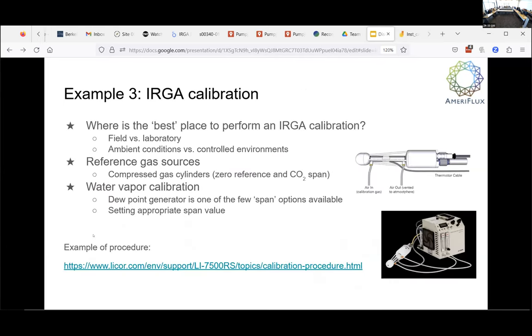The calibration is also site dependent, like we're saying. Some people do calibration in the field, some people do calibration in the lab, and some people do calibration in the field for CO2, but not for water. It's funny, I grabbed those pictures last night for the calibration of the LI-7500RS. Although I believe those systems should be calibrated upright, the pictures they show you on the website all show them lying on their side. So it's interesting.